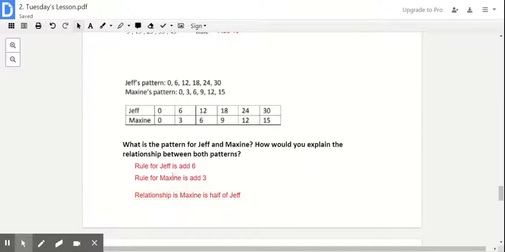Okay. So I'm now realizing that in order for me to get to Maxine from Jeff, I need to divide by 2. So 6 divided by 2 is 3. So in order for me to get from Jeff to Maxine, Maxine's is half of Jeff's every single time. So 12 divided by 2 is 6. 18 divided by 2, 9. 24 divided by 2 is 12. 30 divided by 2 is 15. Okay, so right now the relationship between both patterns is that Maxine is half of what Jeff's is for that corresponding term. Okay. All right.